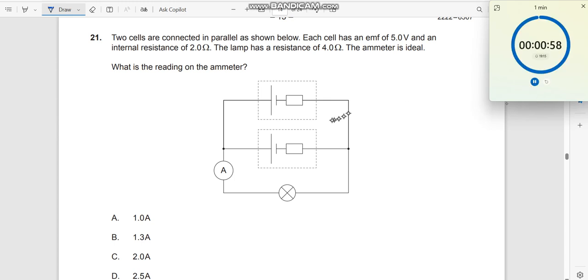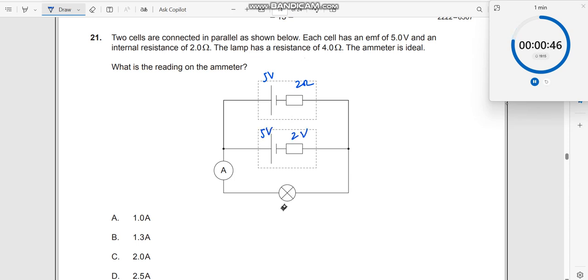Question number 21. Two cells are connected in parallel as shown. Each cell has an EMF of 5 volt and an internal resistance of 2 ohms. So let us write it down so that it becomes convenient for us to understand. The lamp has a resistance of 4 ohms. Ammeter is ideal. What is the reading of the ammeter?